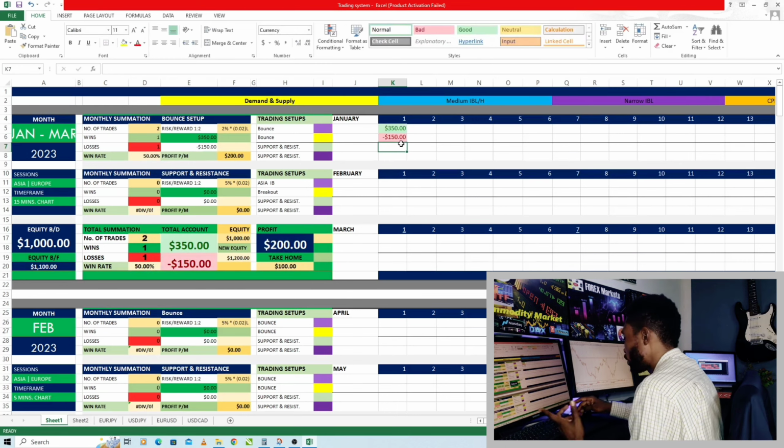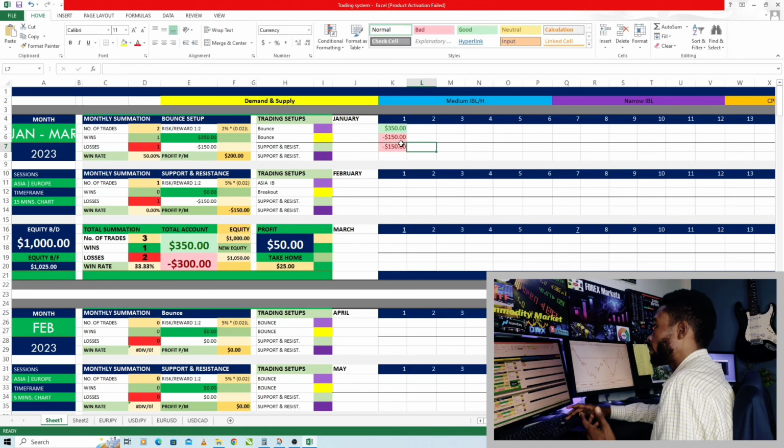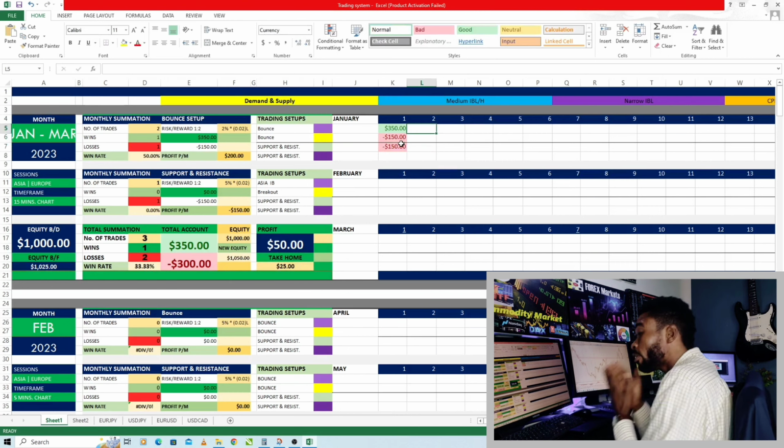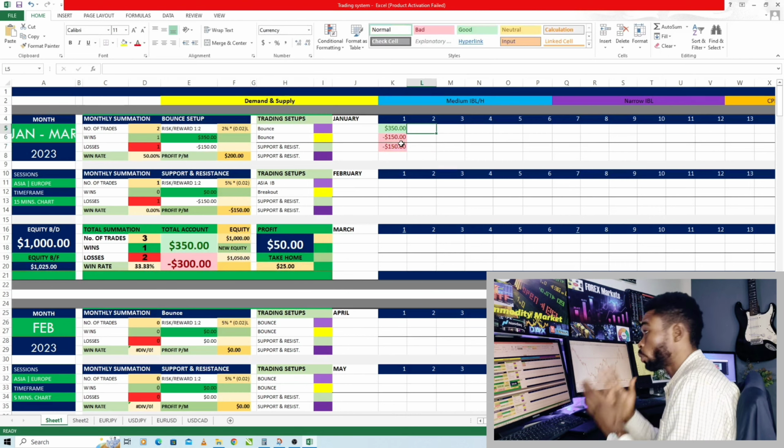Let's say the next trade was a loss again, minus 150. So let's say the whole day you've taken 3 trades. Now, you also have to enter the next trade for the next day. Every day you must journal your trade. Every day, every single day, guys, you must always journal your trade.